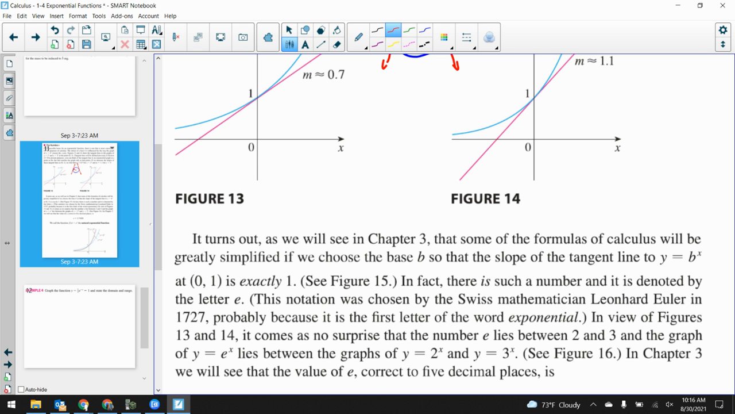We're not really sure. I always have people say, oh, that's the first letter of his last name, that's why it's e. No, that's not really the case. It's more likely standing for exponential.